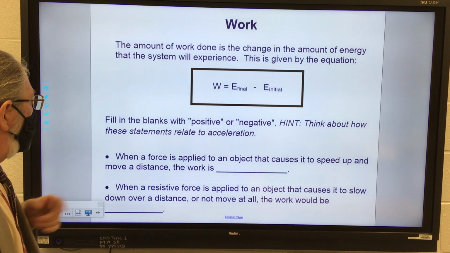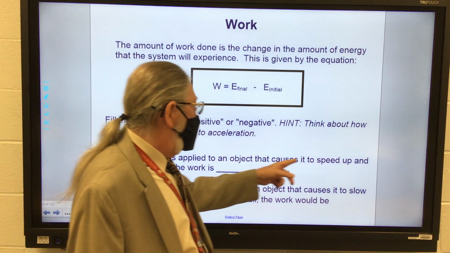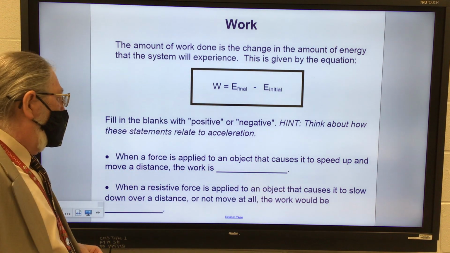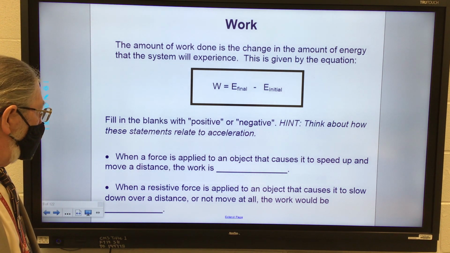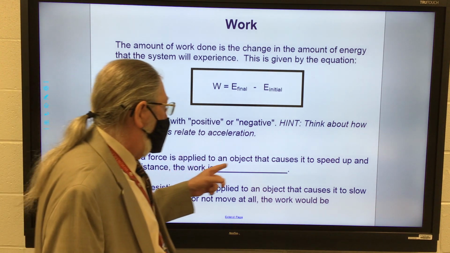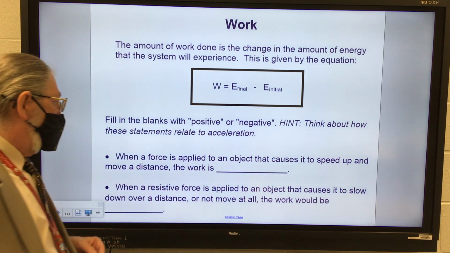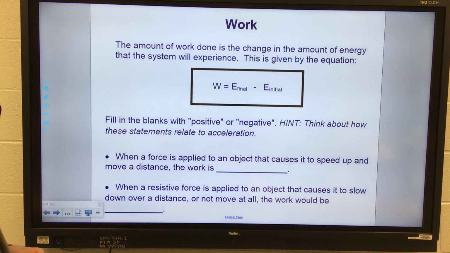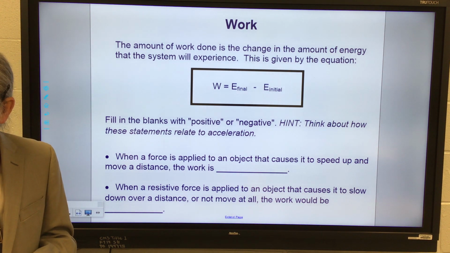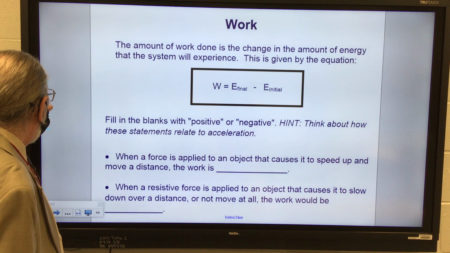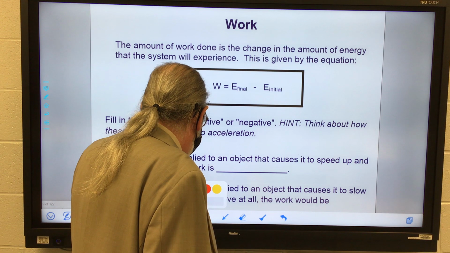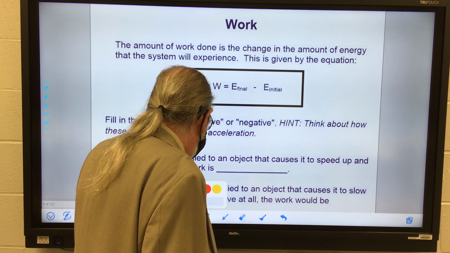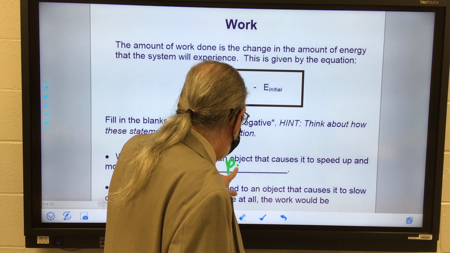Okay, so let's look right here. When a force is applied to an object that causes it to speed up and move a distance, the work is what? When a force is applied to an object that causes it to speed up, is the work positive or negative? Positive. I like the way you said that, Andrea. Positive. Can anybody guess the other one? Negative. Okay, this is positive.